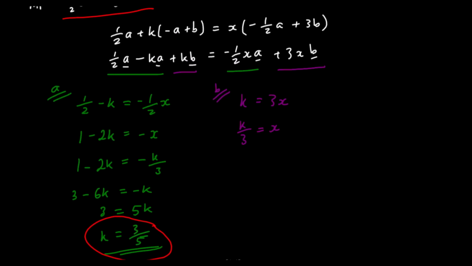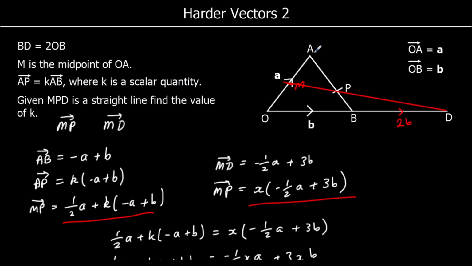That's what we were looking for. We were trying to find k. So A to P is 3/5 of A to B.